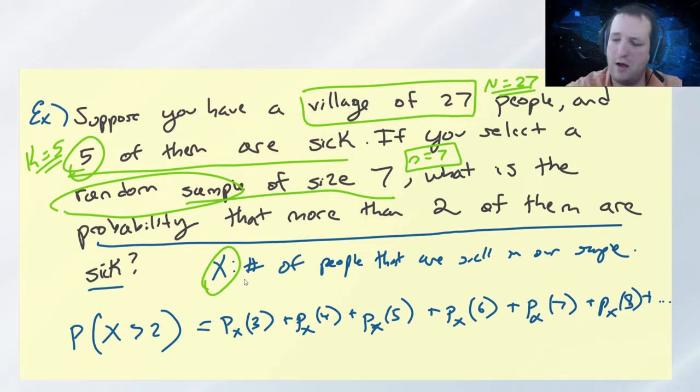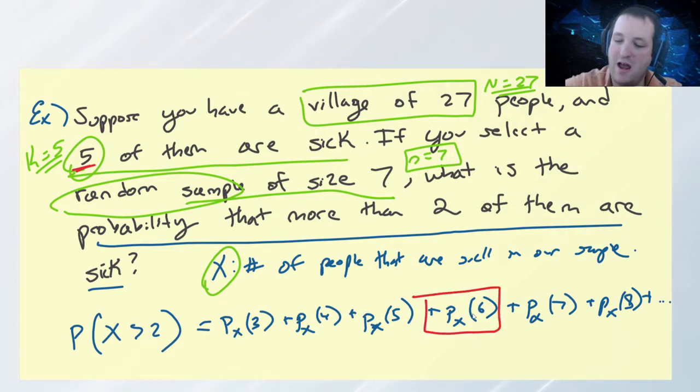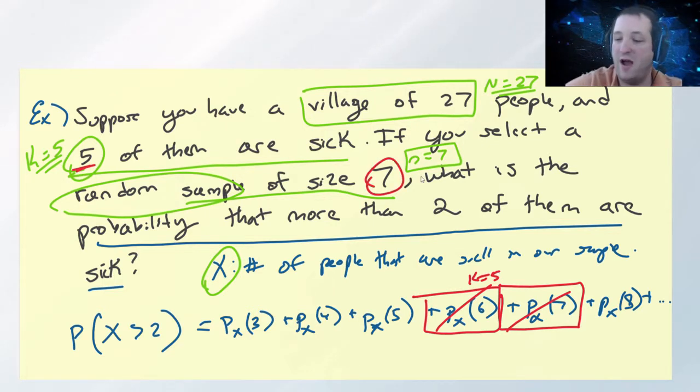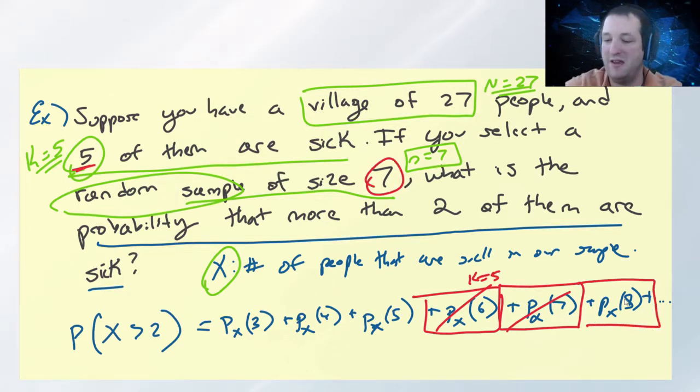So let's look at this infinite series here, because we have the probability that x is equal to 3 all the way out to infinity since we're looking at a more than 2 type of scenario, right? So keep in mind that the possible number of values for this particular scenario is going to be 5. Therefore, we cannot have that and we cannot have this since k is equal to 5. So the possible number of successes in our sample cannot be more than the number of successes in our population.